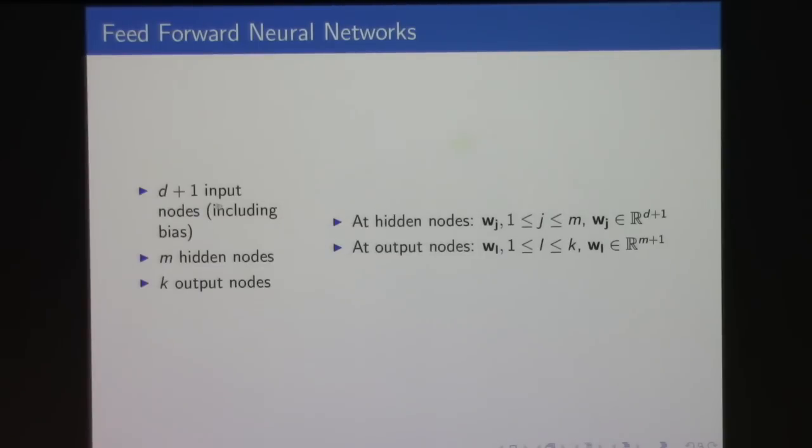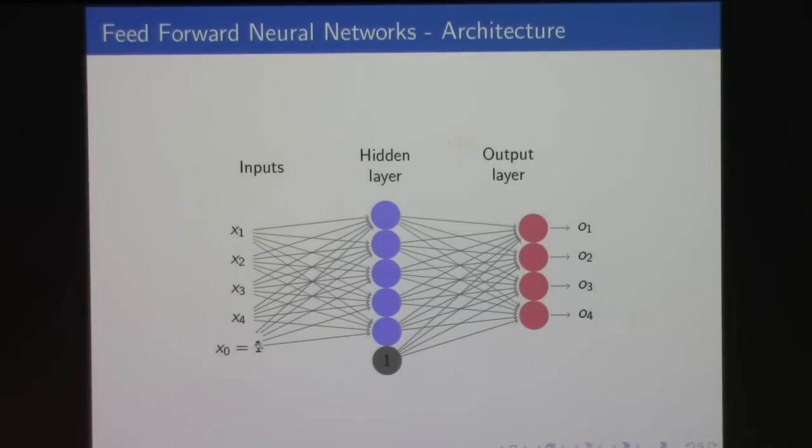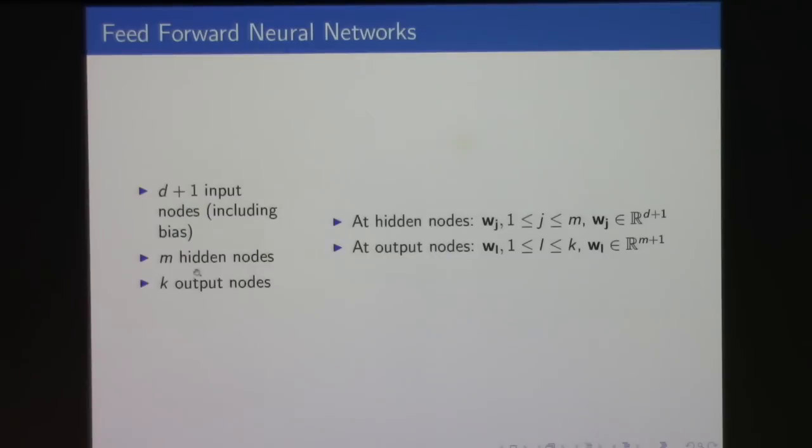So I'm going to introduce some notation here. We are going to assume that our data object is represented using D features. Overall, there will be D plus 1 input nodes because there's one node for the intercept. In this case, D is 4, so there will be 5 input nodes. And we assume there are M hidden nodes.